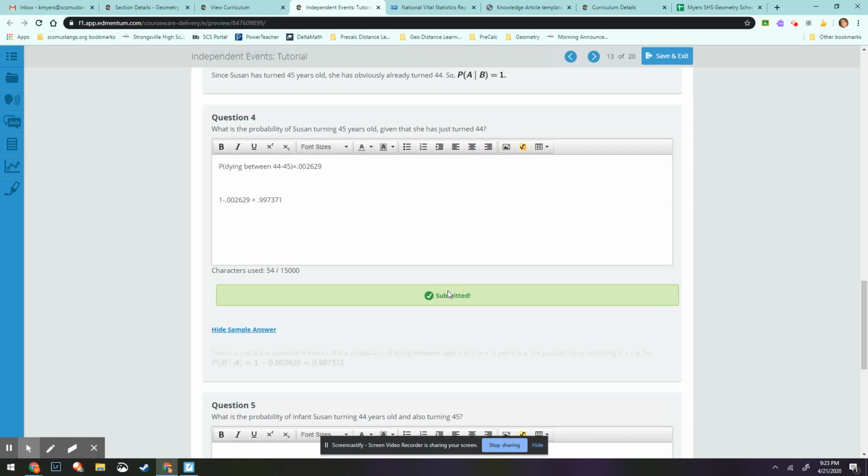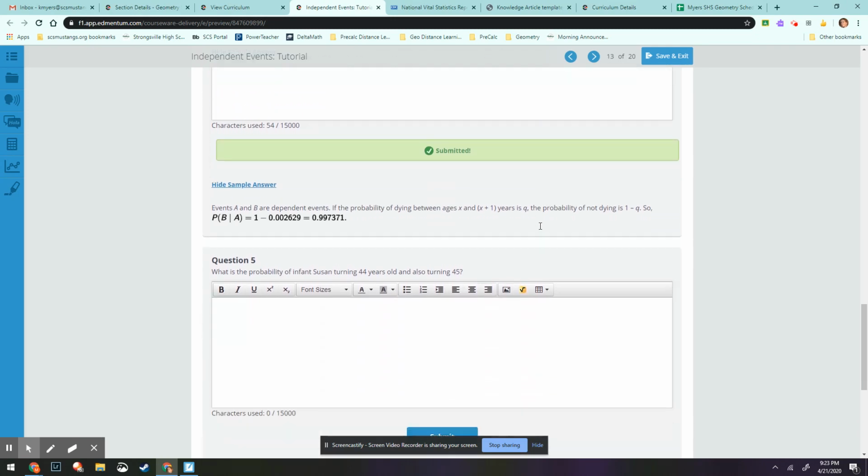So that's a little bit different, because making it to your 44th birthday doesn't guarantee you're going to make it to the 45th. But if we can figure out the percentage of people that are going to die, then subtracting it from 1 gives us the probability that you won't die.